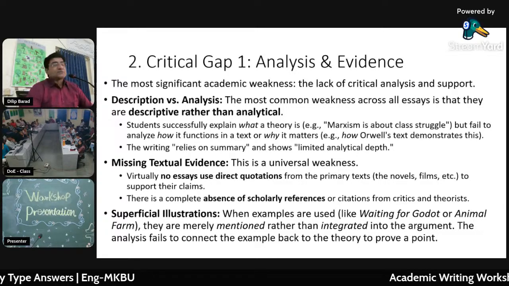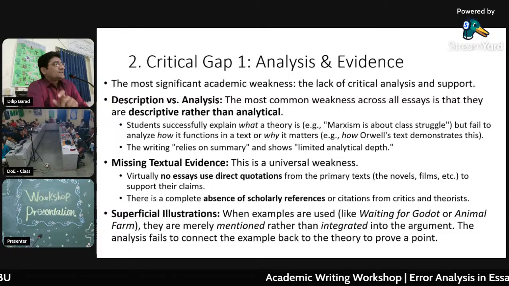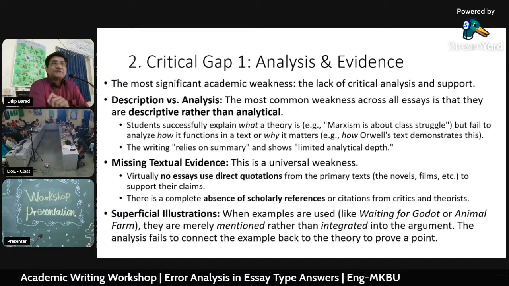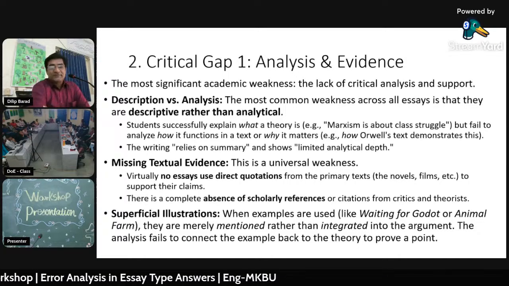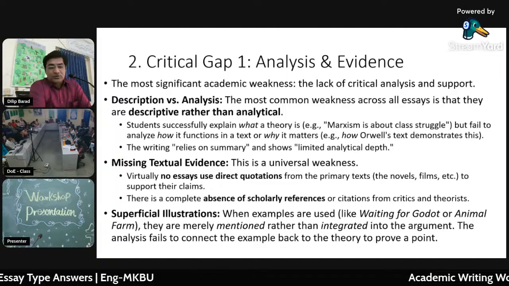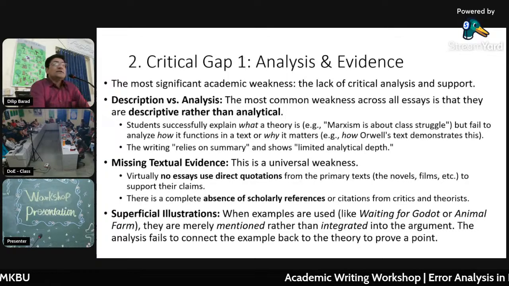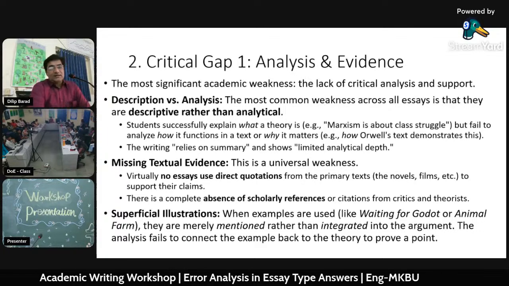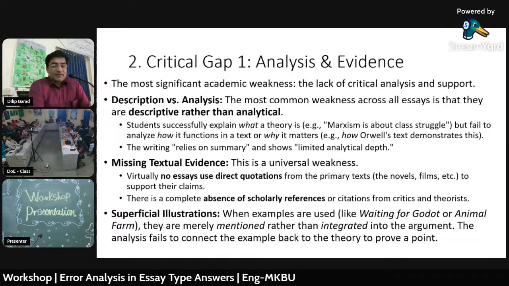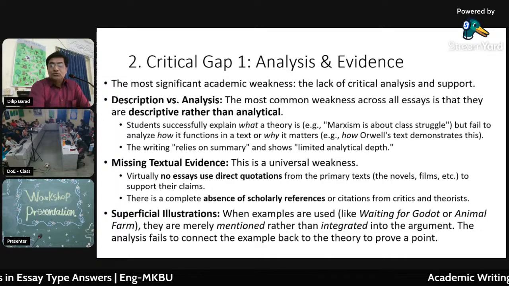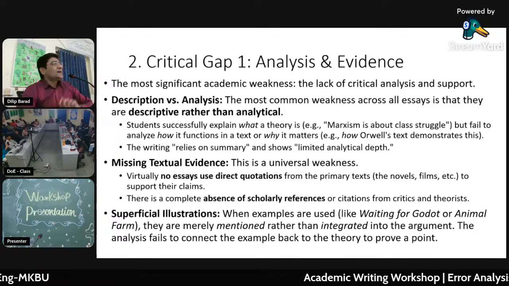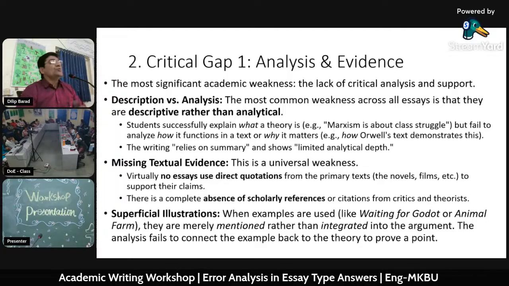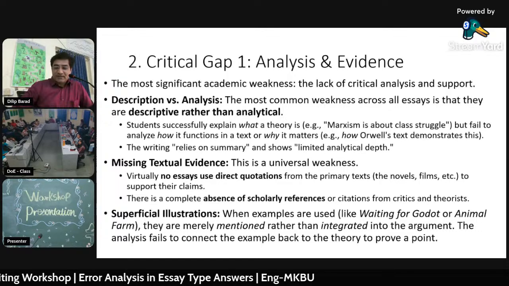Some illustrations are superficial. You have identified the example, which is good, but how well you explain that example is done superficially. So it is not explored in depth. Even though examples of Waiting for Godot and Animal Farm are very well connected in some of the answers, like in Marxist study or in Derridian reading, in-depth analysis to connect the example back to the theory to prove a point was lacking. So you have to come back and say that this is how you justify such and such a thing. You come back and say that that's how you prove your point in the subsequent paragraphs and in the conclusion also.